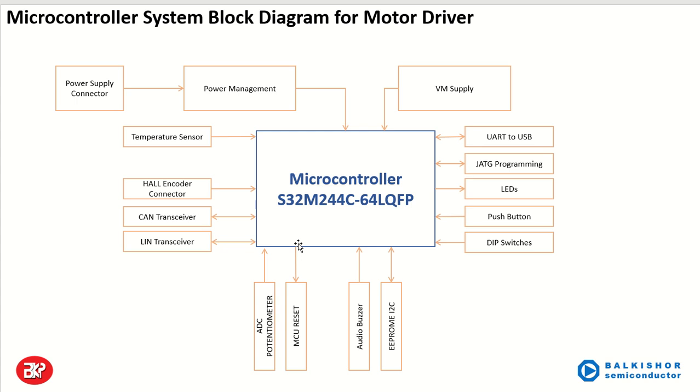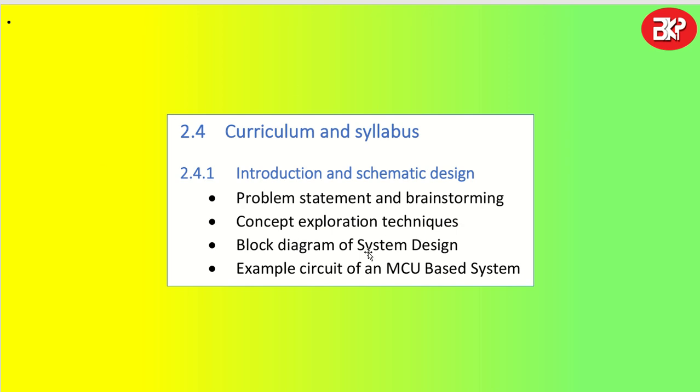So why don't we do one thing? We'll go through the syllabus that we'll be covering in this session. In this particular session, we will be having problem statements and brainstorming, like what is the problem that is given to you in your companies, right? Wherever you are working, or maybe if you are working for somebody else as an independent entity. So the problem statement is very important. Then we will explore the concepts, like what are the different options that can be put to solve those problems. We will see block diagrams of the system design and some example circuits for MCU-based systems, right?